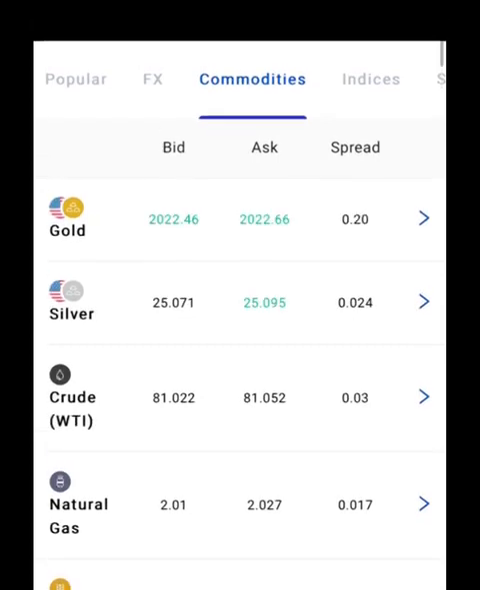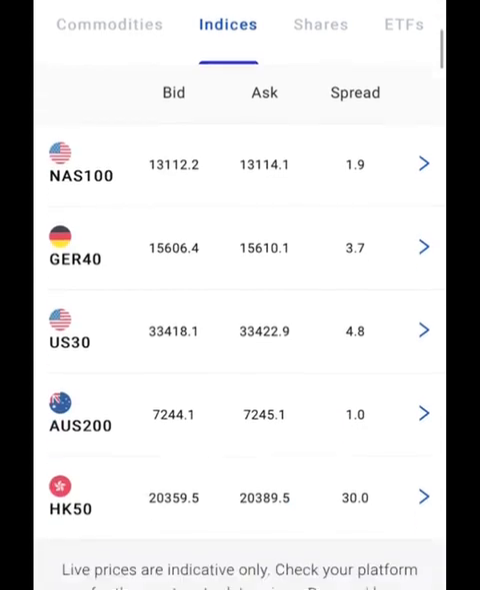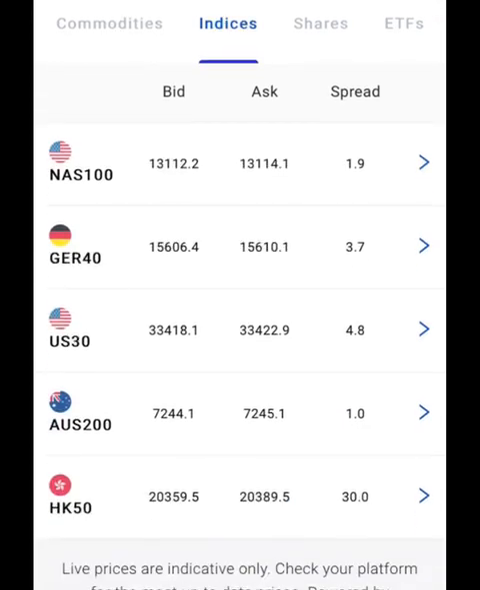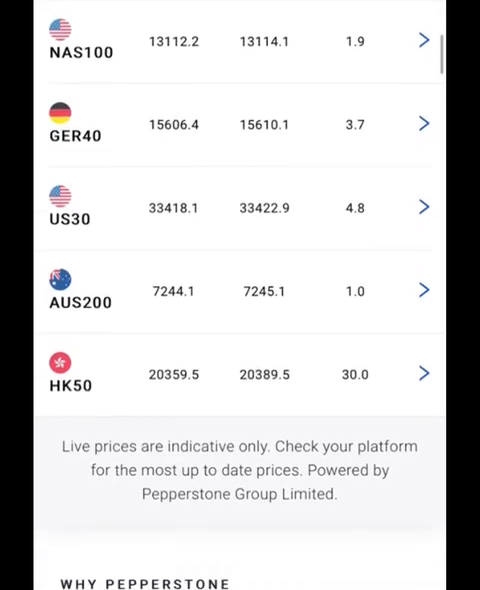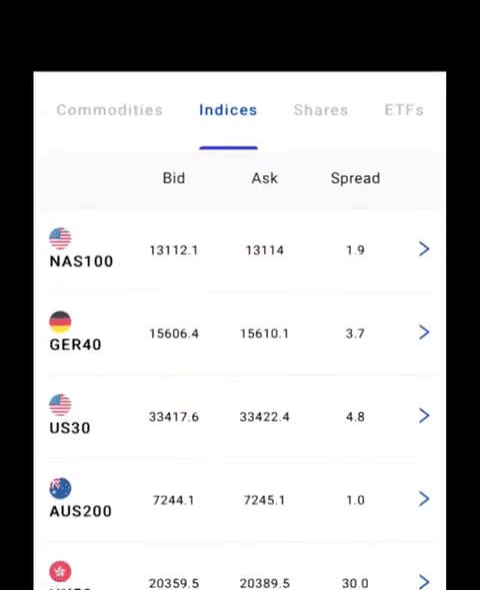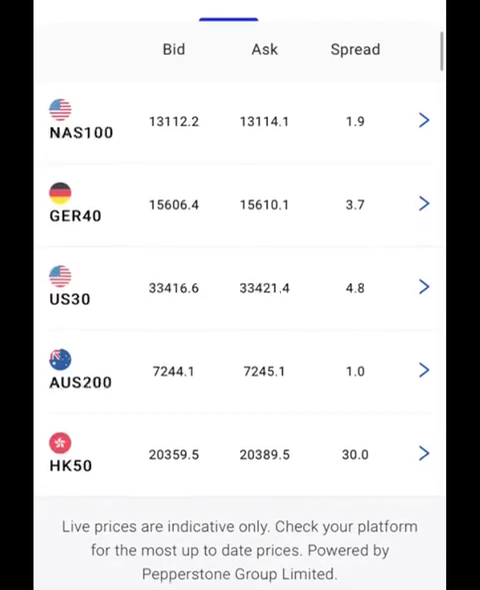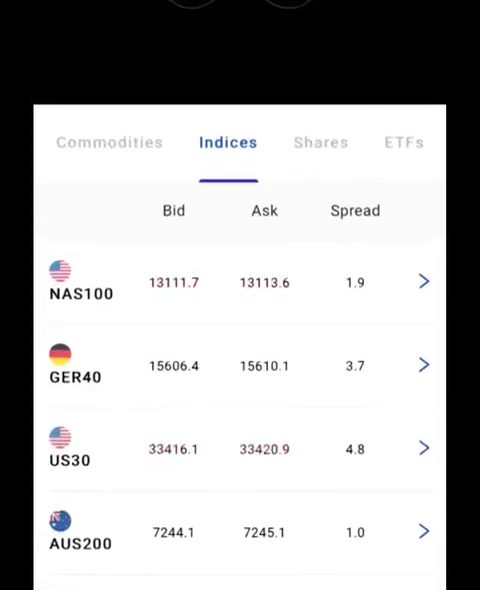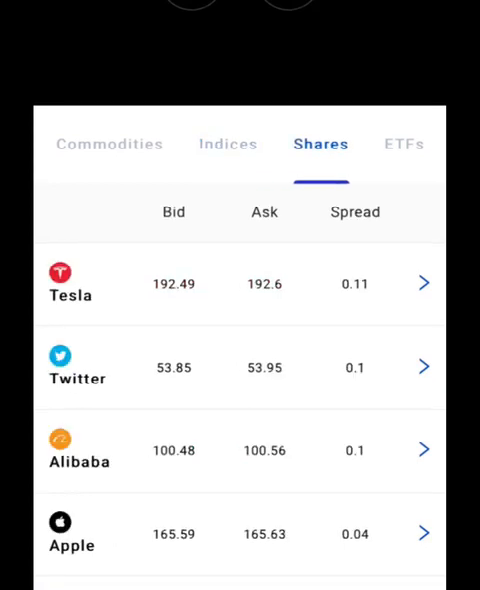Let's go over and check out the indices. For the indices they have the NAS 100, the GER 40, the US 30, AUS 200, HK 50, and if you look here, you are going to see that this is a real live chart analysis on the market. Let's go over and check out the shares they offer.